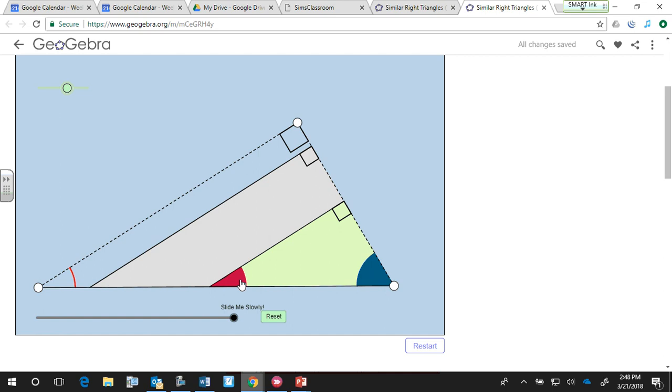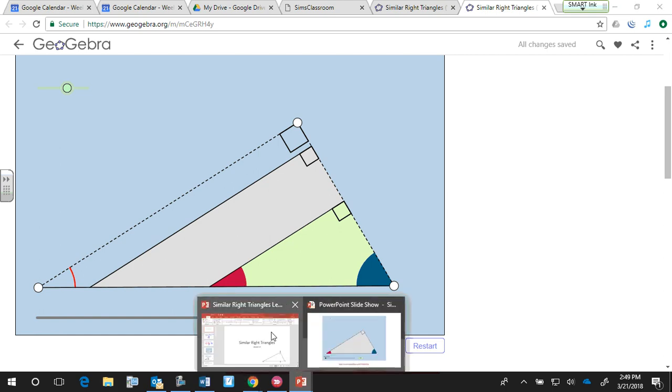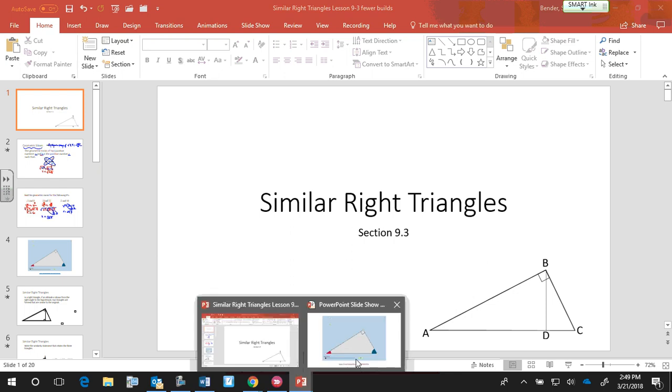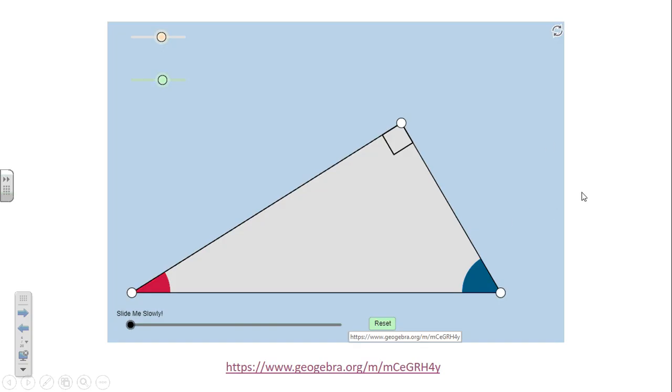So far, so good? Okay? So that's why I gave you a sheet with a whole bunch of large, medium, and small size triangles. They're going to help us be able to find the value of x. Okay? So here we go.